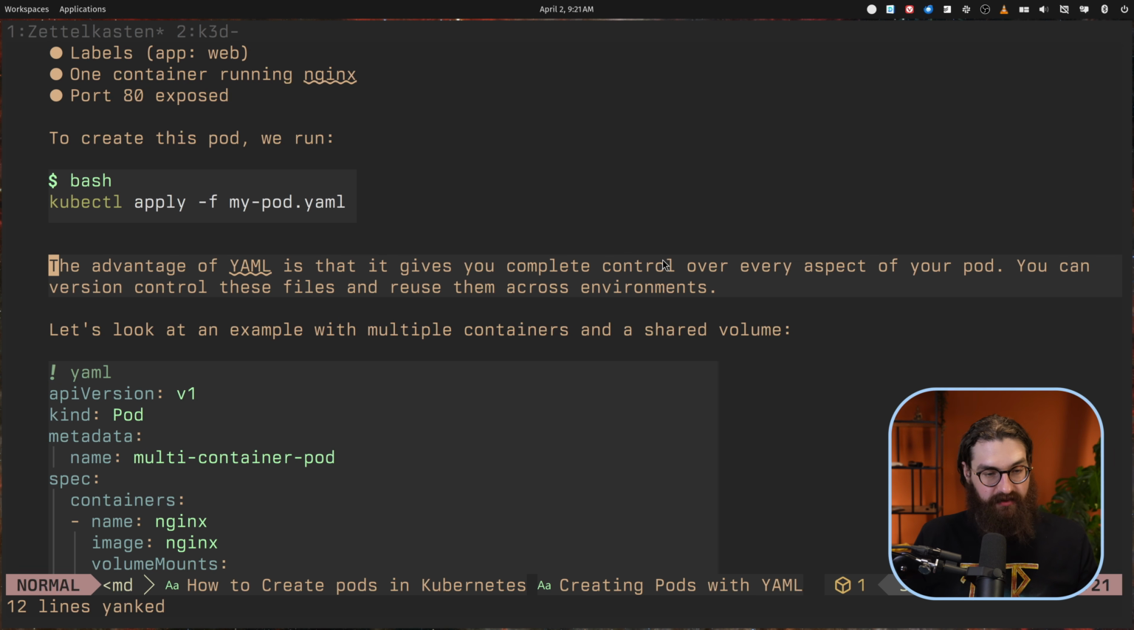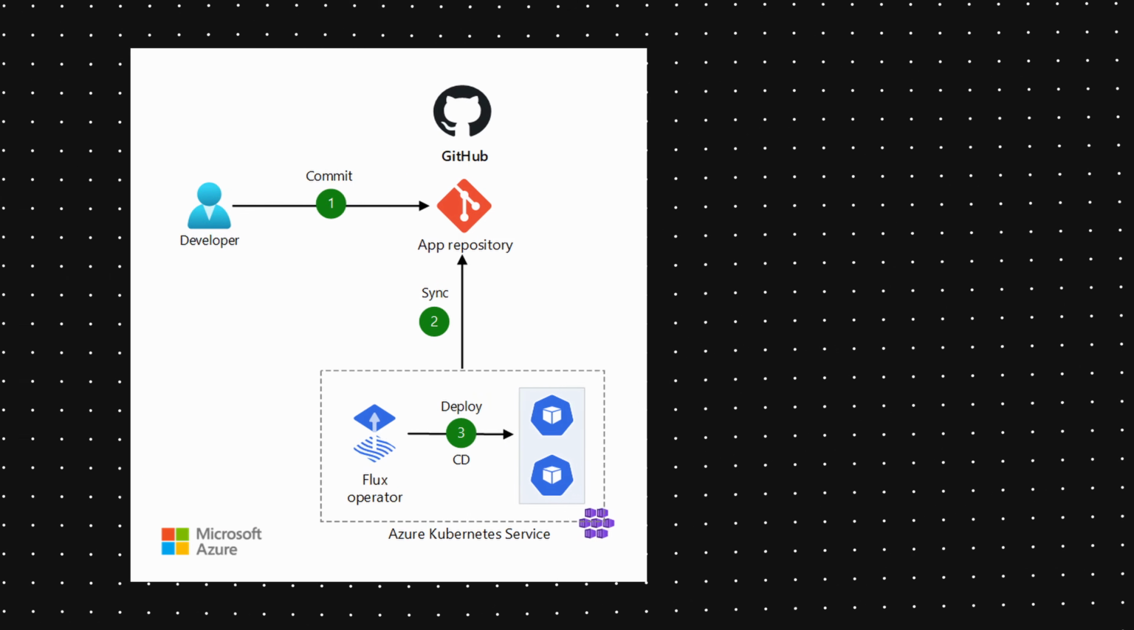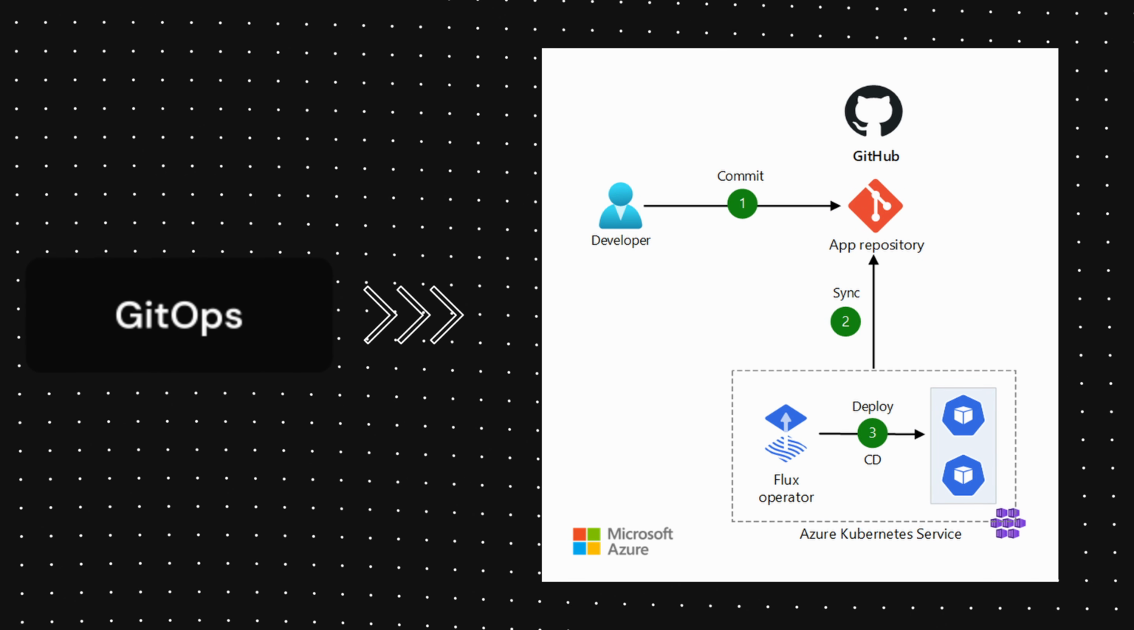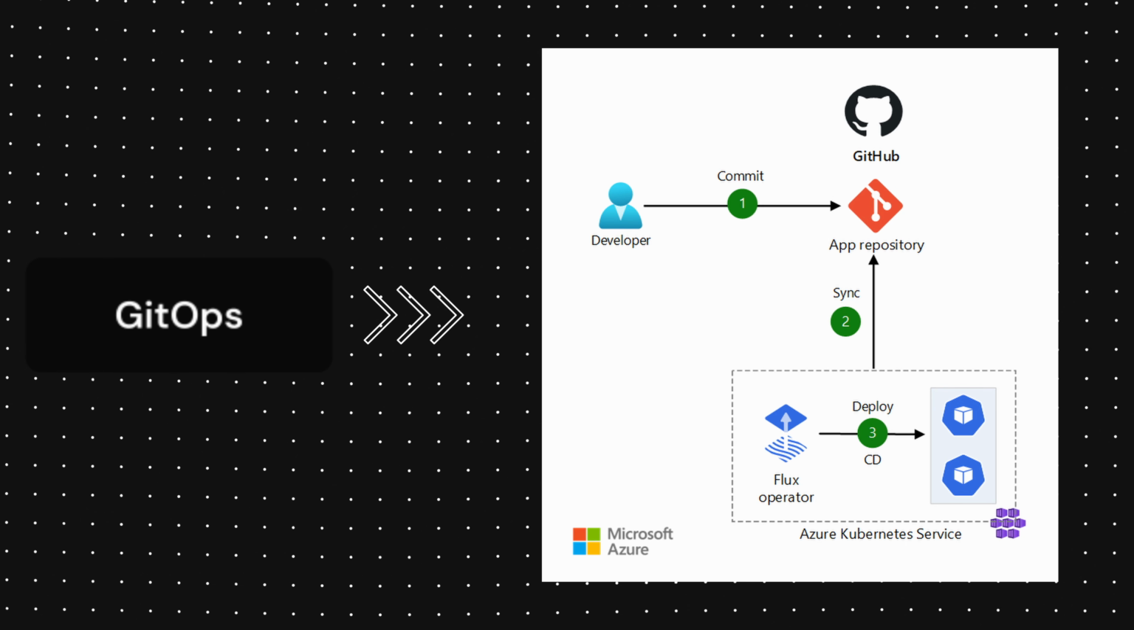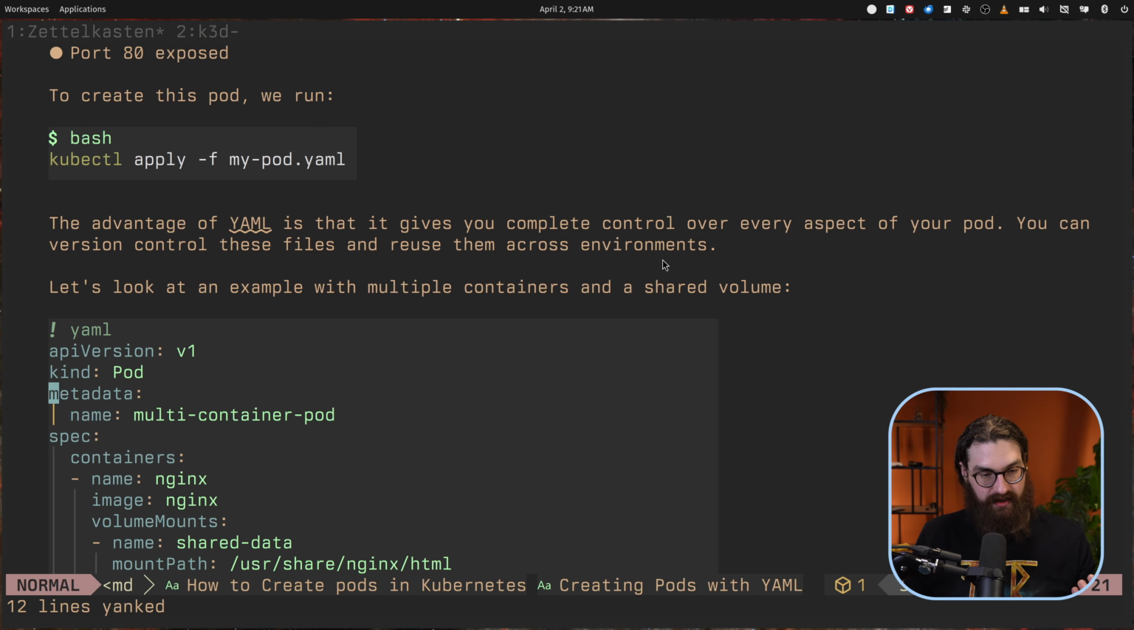The advantage of YAML is that it gives you complete control over every aspect of your pod. And you can version control these files and reuse them across different environments. And this is where you can get into GitOps, which I've created videos about on my channel as well that you can look up. So let's look at an example with multiple containers and a shared volume.